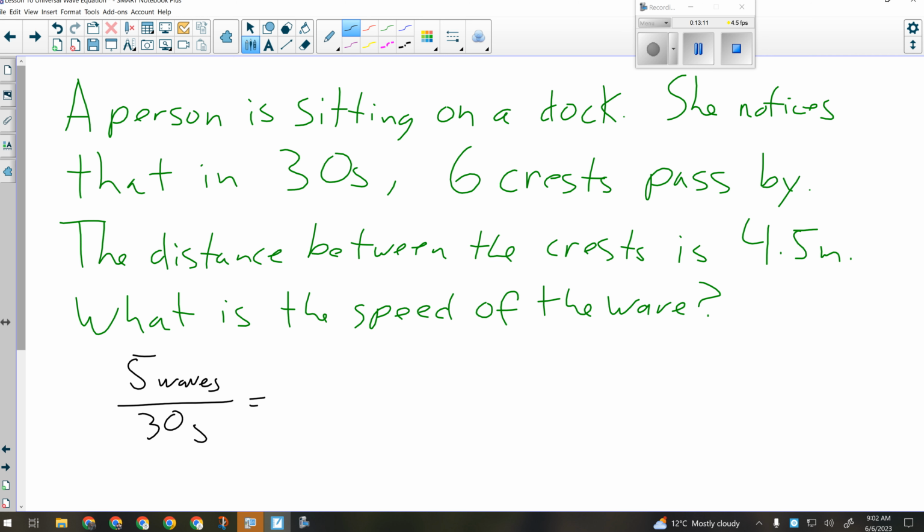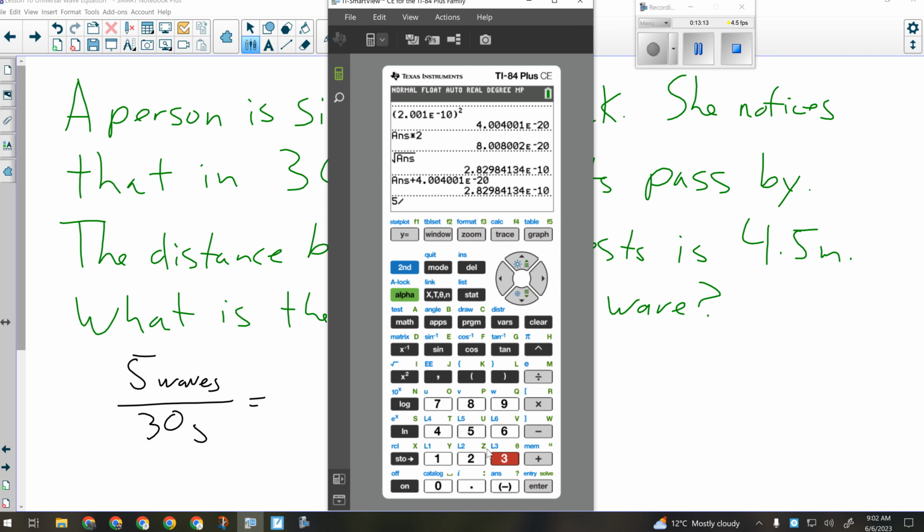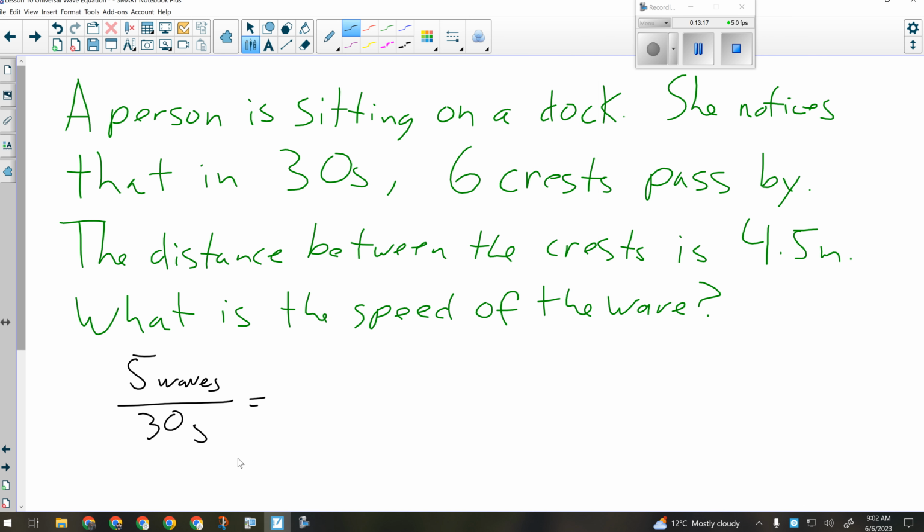That'll give me waves per second or hertz. Okay, so when I do that, 5 divided by 30, I'm getting a frequency of 0.16 repeating hertz. And that makes sense because it's definitely less than one wave per second if only 5 go by in 30 seconds. Okay, so 0.16 hertz. All right, the other thing they tell me is that the distance between the crests is 4.5 meters. What did they give me? Lambda, right, they gave me a wavelength. Okay, so lambda is 4.5 meters.